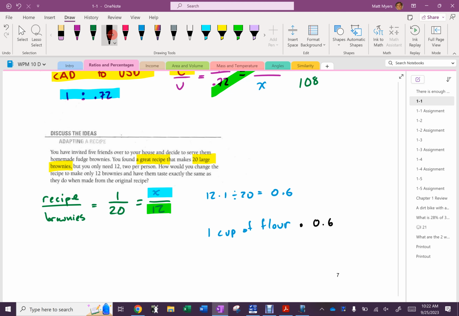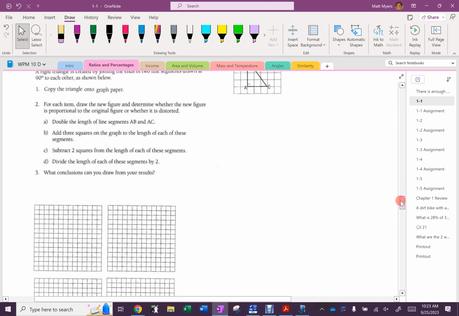Please notice, all the information was in the question, wasn't it? Recipe read first, right there. Recipe compares to 20 brownies, right there. I only need 12 brownies, so I'm comparing recipes to brownies. I don't know how big the recipe will be to make it down to 12. Yes? All right. Very well done.